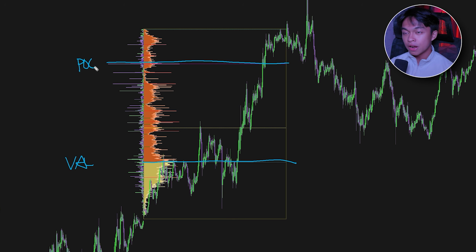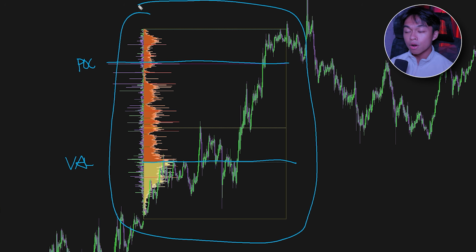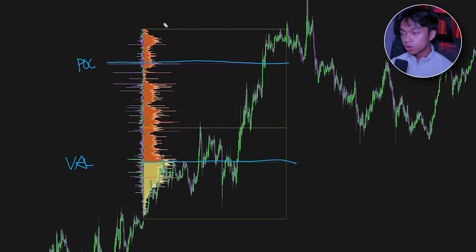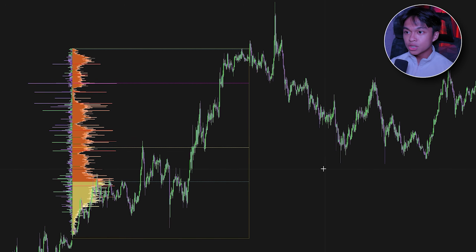And this is going to be a very important level after you mark your electronic trading hour from the past day. So once you've got your electronic trading hour volume profile marked up, you want to be looking for your value area low, your POC, and your value area high, which is a little bit up here. This is going to be your value area high. And once you see that, you can start marking your levels.